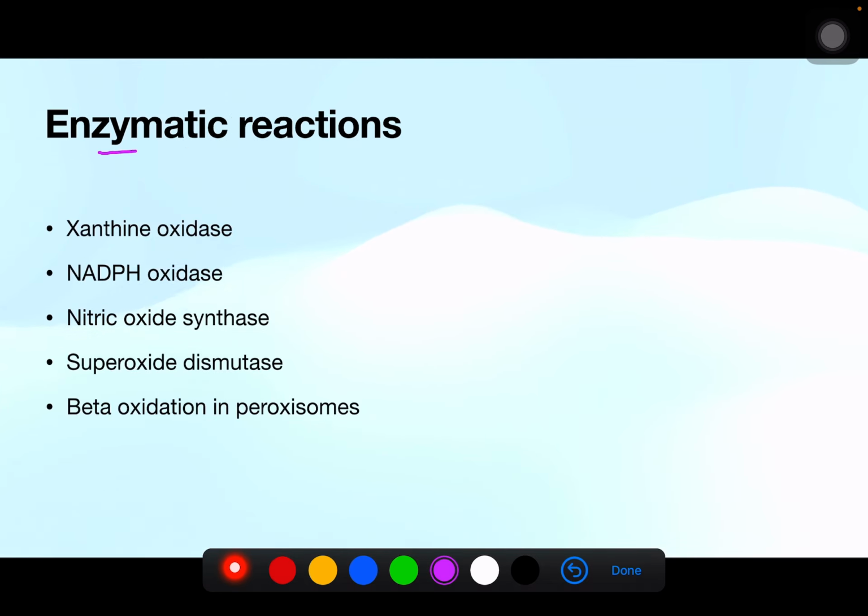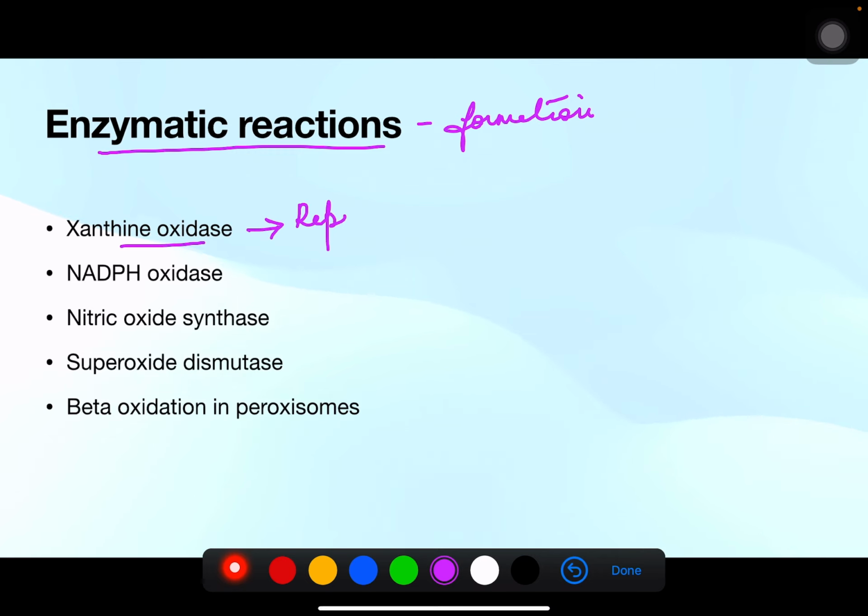Now what are the various enzymatic reactions which are involved in the formation of free radicals? One is xanthine oxidase. Now the xanthine oxidase enzyme explains reperfusion injury after myocardial ischemia.